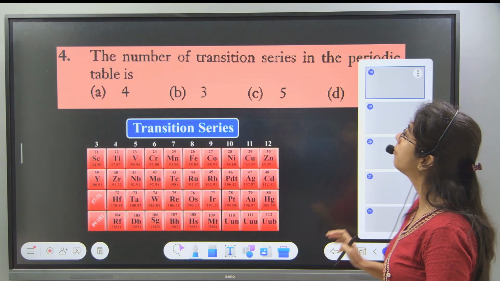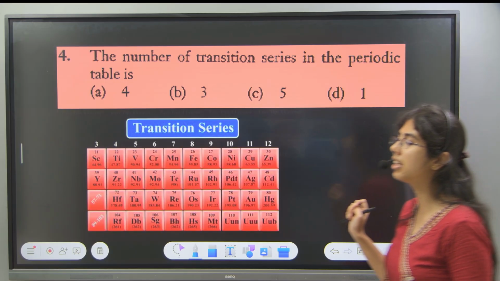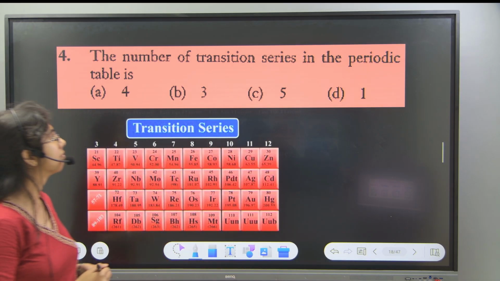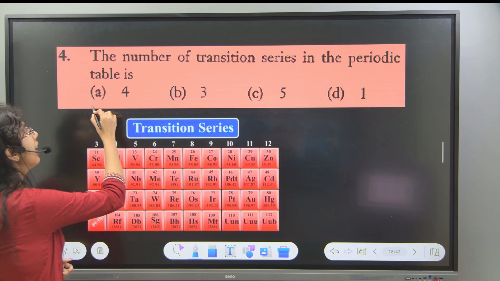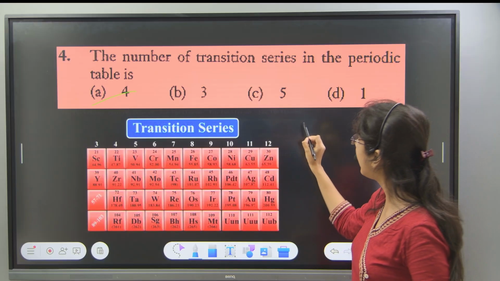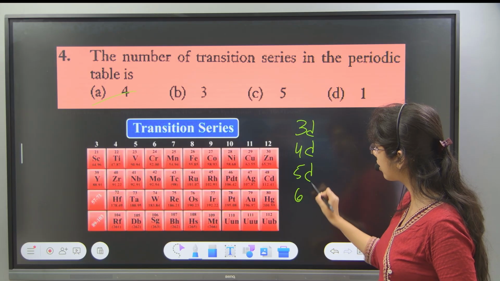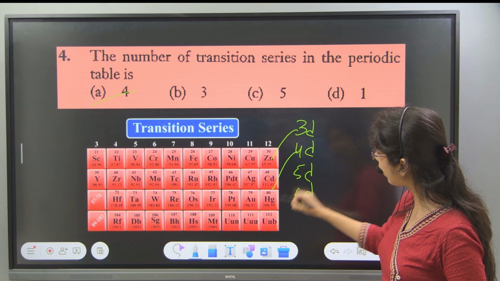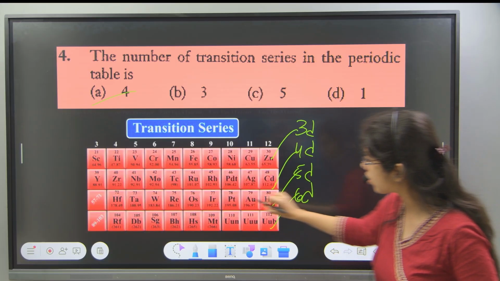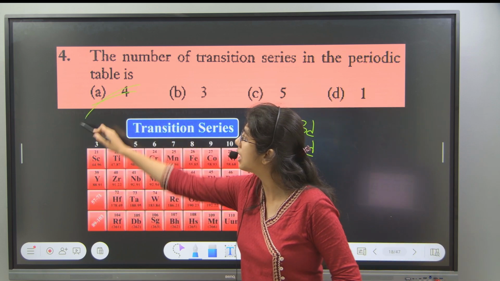Next one. Number of transition series in the periodic table is? Option A, 4. Which are those four? Can you tell me? 3D series, 4D, 5D, 6D. These four are called transition series. We have four transition series, remember.